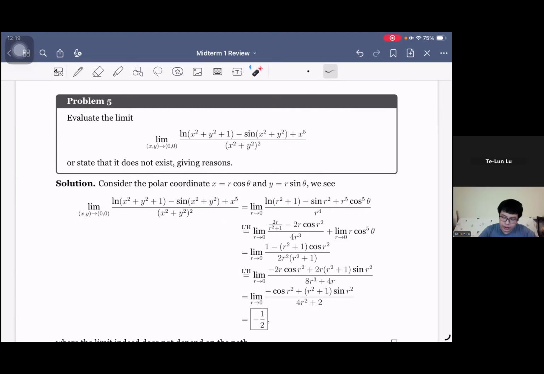So x is r cosine theta, y is r sine theta, that makes this r squared, and this r squared. So you have r squared plus 1, r to the 4, r squared in the sine here, and for x^5, it is r^5 cosine^5 theta. And this is really nice because it reduces to r cosine^5 theta. And this goes to 0, whatever theta is, right? Because cosine is bounded by 1 and minus 1. So whatever theta is, this always goes to 0.